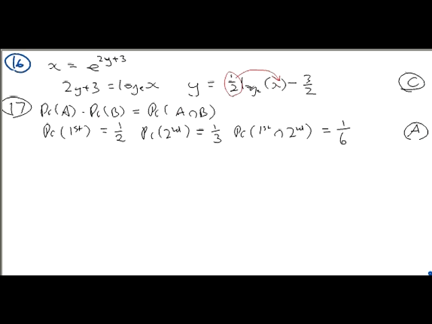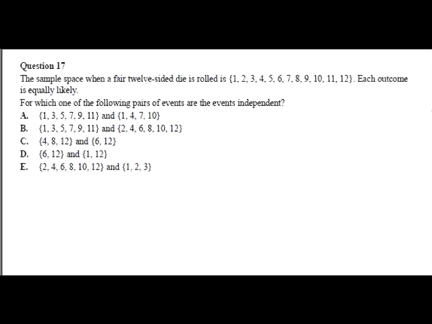A. Great. If the answer was E though, you probably would have had to try all of them out and see. I don't see a really easy way of doing this question.